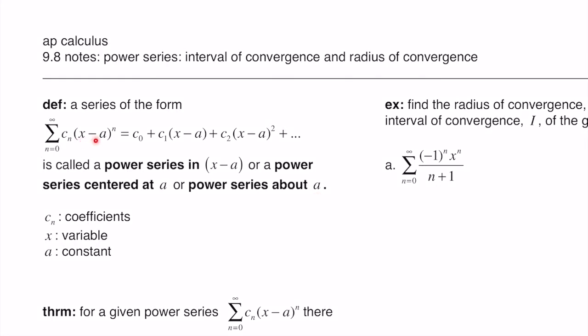So when we have x minus a, for example x minus 5, the power series is centered about 5. Or if it says x plus 3, the power series is centered about negative 3. And then we have c sub n, those are our coefficients. x is your variable, and a is a constant.